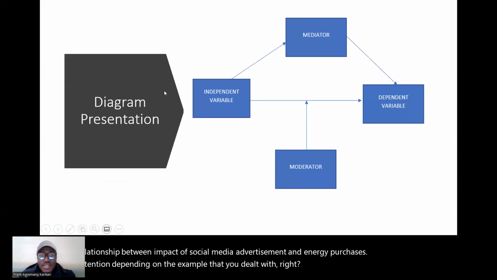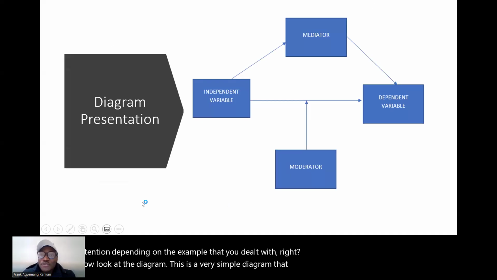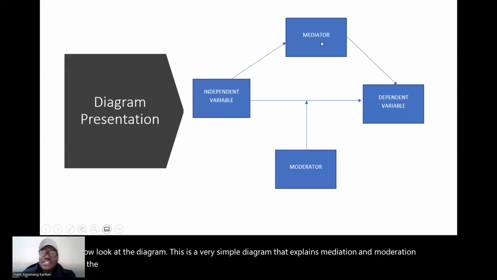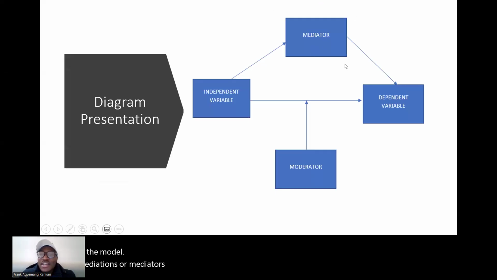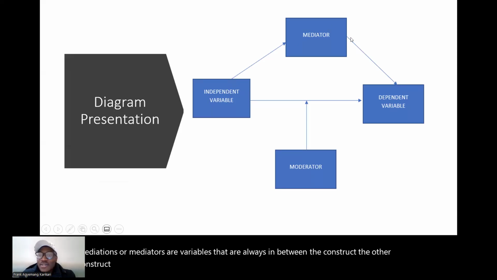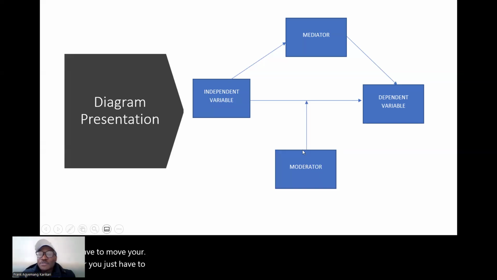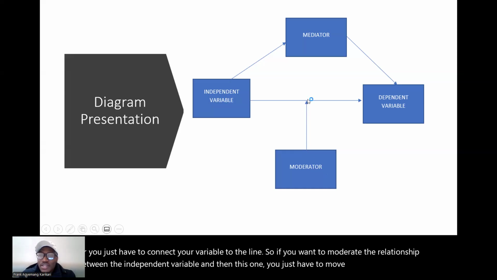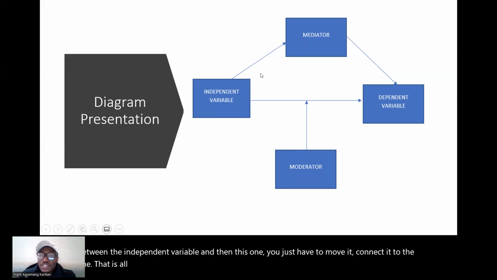Now look at the diagram. This is a very simple diagram that explains mediation and moderation. In the model, mediators are variables that are always in between the other constructs. Once this is established, it is termed a mediator. In Smart PLS, for moderation, you just have to connect your variable to the line. So if you want to moderate the relationship between the independent variable and this one, you just connect it to the line. That is all. You can demonstrate that on the software.